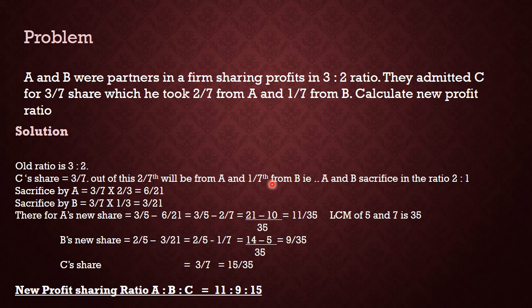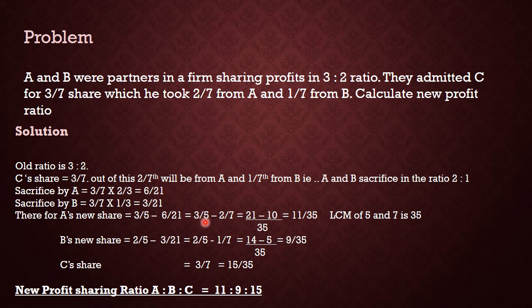So sacrifice by A is 3 by 7 into 2 by 3, that is equal to 6 by 21. Sacrifice by B is 3 by 7 into 1 by 3, and that is equal to 3 by 21. Therefore, A's new share is, the old share is 3 by 5. From that, we have to deduct the sacrifice, that's 6 by 21. So 3 by 5 minus 6 by 21.